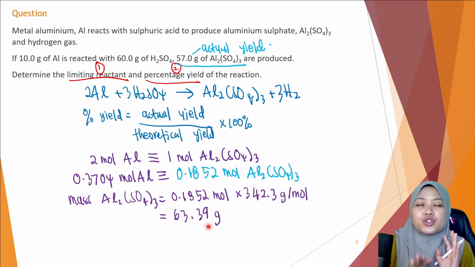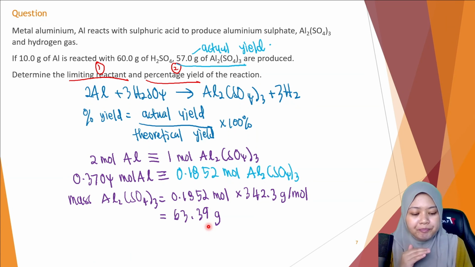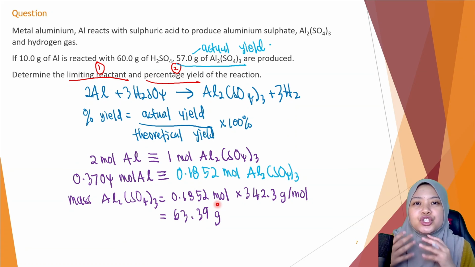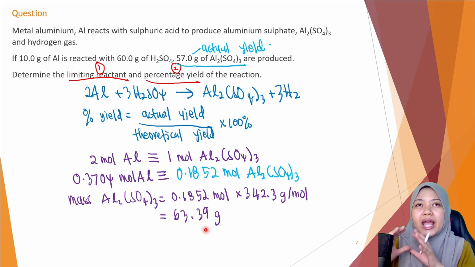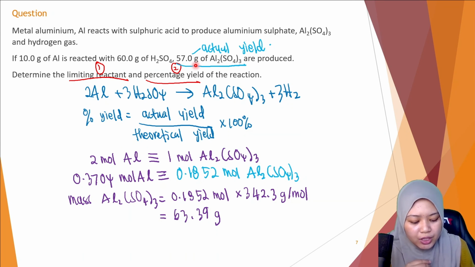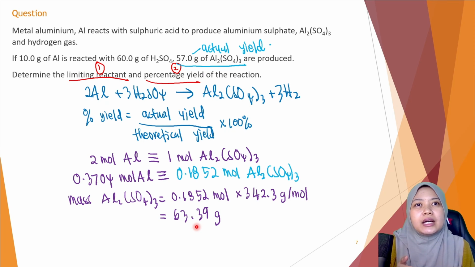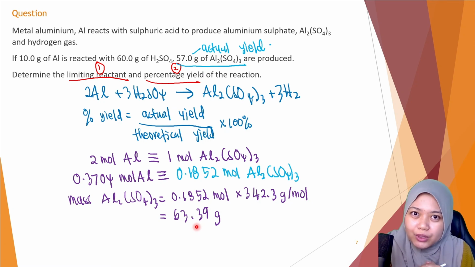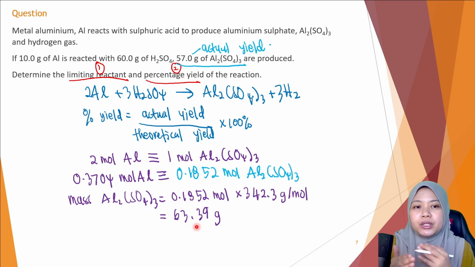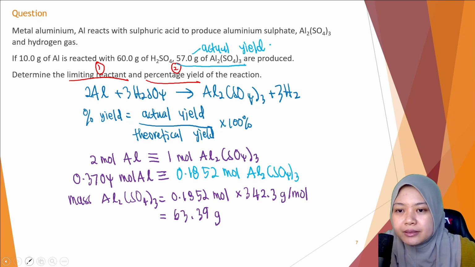Mass that you get stoichiometrically, you dapat daripada perbandingan mol. Okay, so you dah get the theoretical yield. Macam tadi dekat slide ada cara untuk check. Okay, to check whether theoretical you ni betul ke tak, the value of actual yield will be smaller than theoretical yield. Okay, actual 57, theoretical 63. So ada kemungkinan besar theoretical awak ni betul sebab dia lagi besar daripada actual. Then you substitute the value into the formula, we'll get the answer.